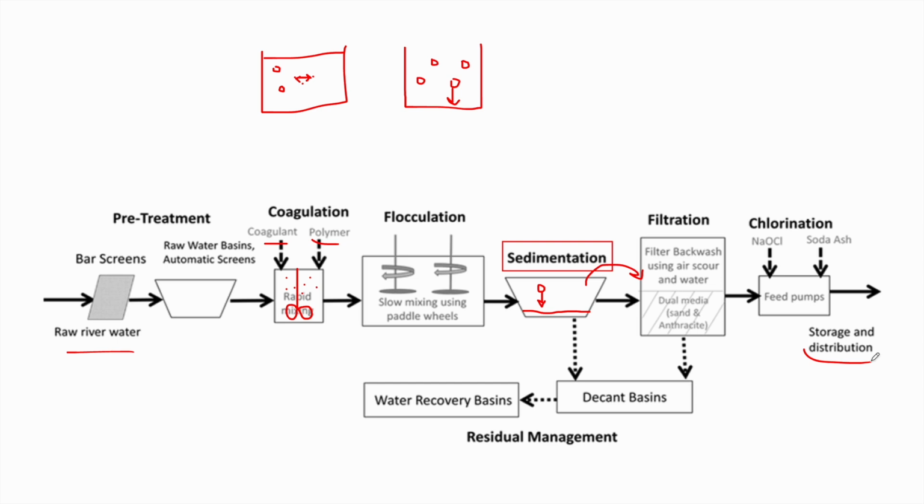Now, our key focus in this lecture is the tube settlers that come in the sedimentation part. We will discover why a tube settler is an important technology that can enhance the sedimentation process with a way smaller footprint. So we need less volume to reach clarified water.